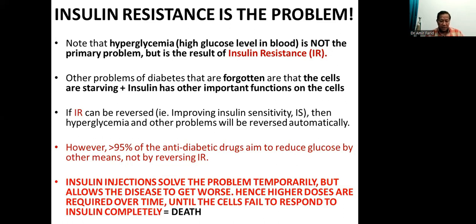Insulin injections for type 2 diabetes solve the problem temporarily, but allow the disease to get worse. Hence, higher doses are required over time until the cells fail to respond to insulin completely, and by that time you're dead. If your cells cannot respond to insulin anymore, you are dead. And many end up dying when this crisis happens.